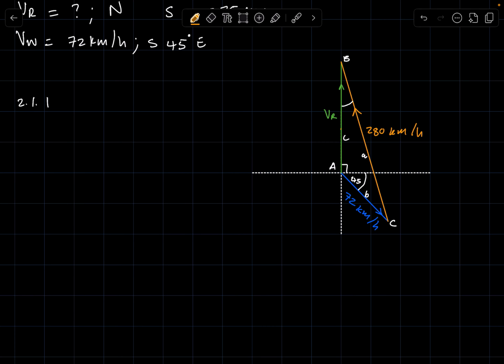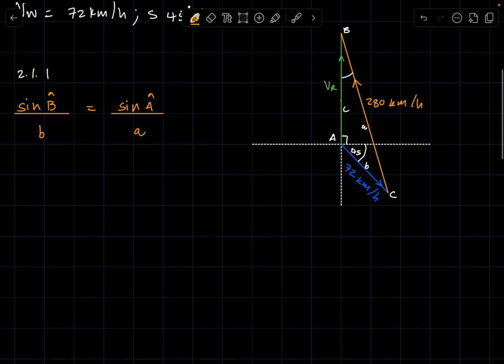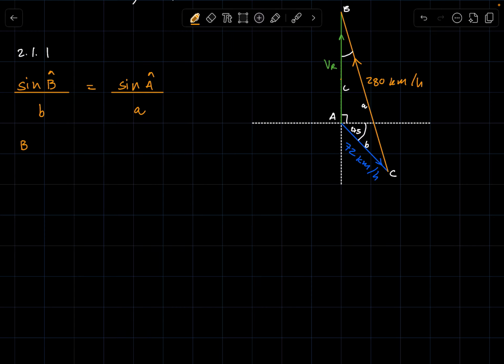So using the sine rule, say sine B divided by side B is equal to sine A divided by side A. We are looking for angle B. So angle B is equal to arcsine of side B times sine A divided by side A.